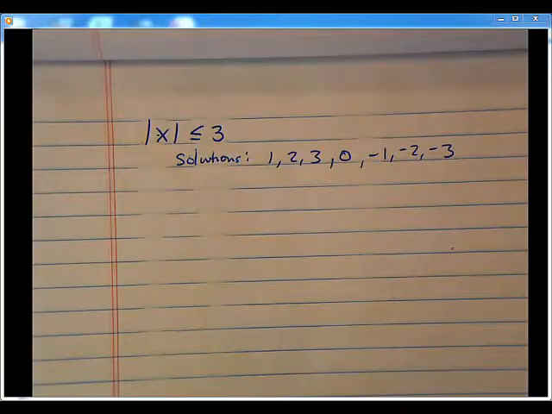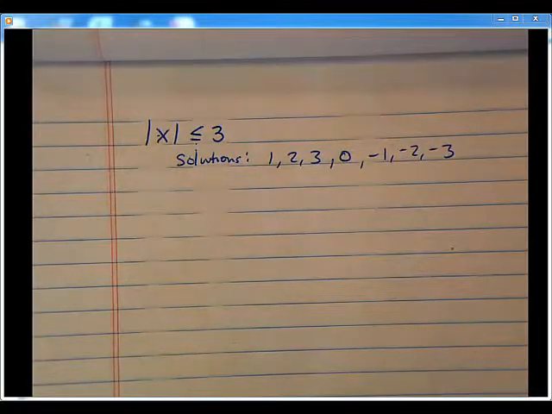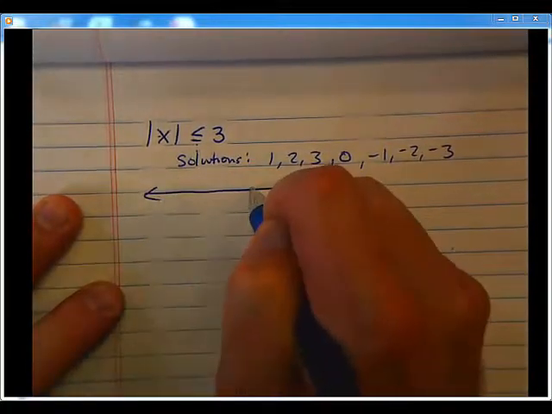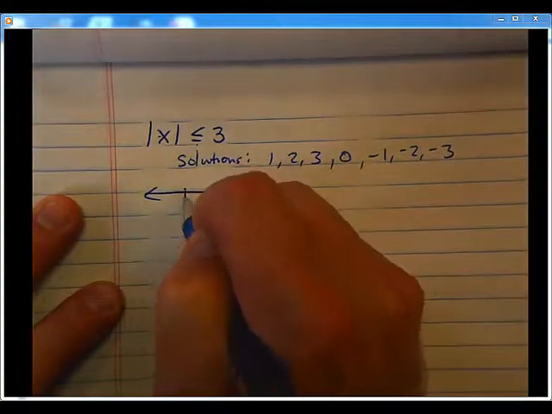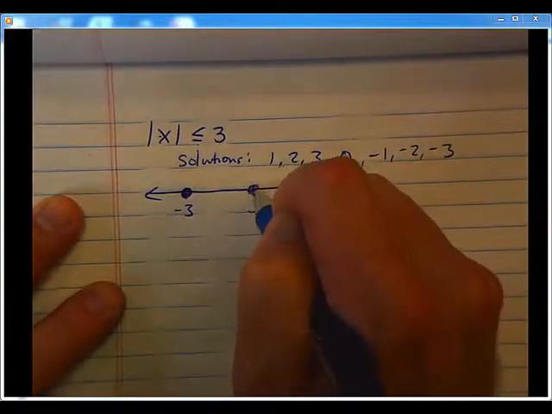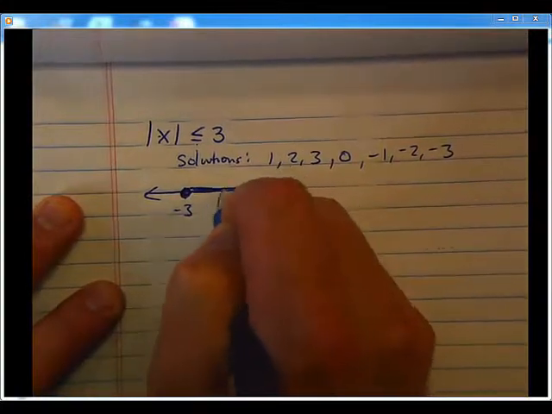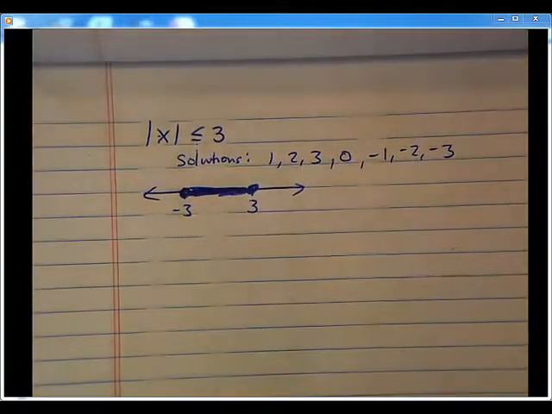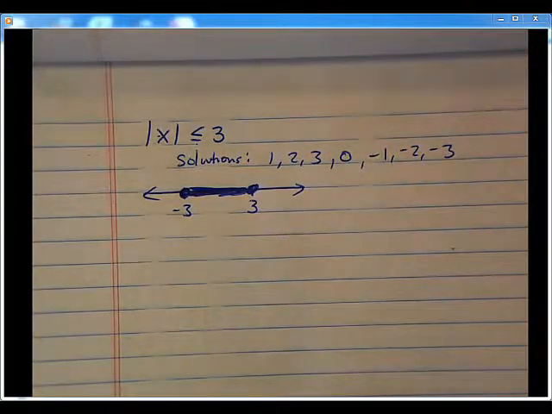So what we wanted to do was get an idea of how we would write this solution. 3 is the biggest number, negative 3 is the smallest number, and all the numbers in between. Well, we started by thinking about what this would look like on a number line. My biggest number would be 3, my smallest number would be negative 3, and I would have dots on both of those since I have the equal, and I would shade in between. All numbers in between negative 3 and positive 3 are going to work.